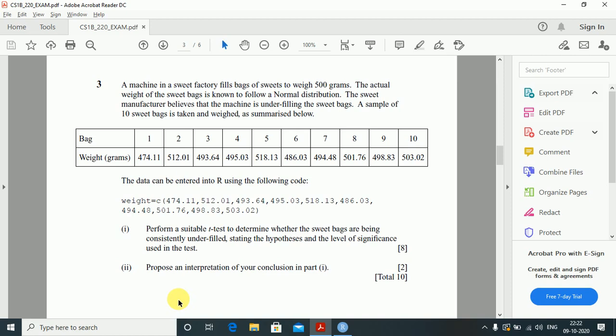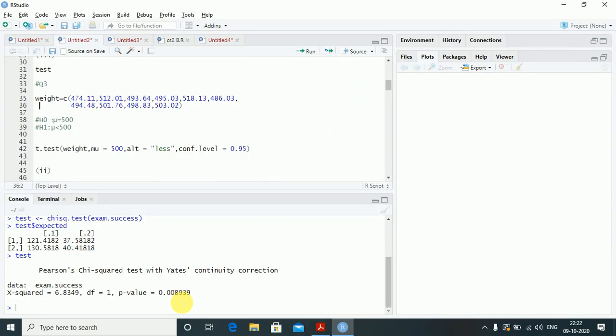The sweet manufacturer believes that the machine is underfilling the sweet bags. A sample of sweet bags is taken and weighed as summarized below. If a sample is taken, the data can be entered into R using the following. Perform a suitable t-test to determine whether sweet bags are being consistently underfilled, stating the hypothesis. So this is again like the first sum. You just need to calculate the weight, run the weight.